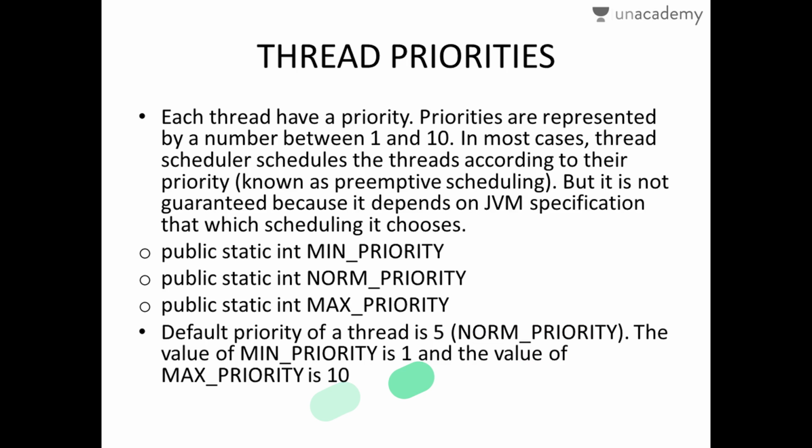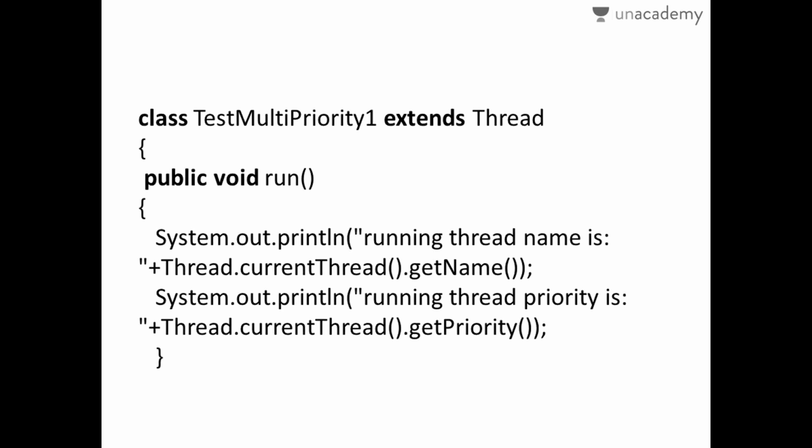Depending upon these thread priorities, the scheduler schedules the threads and those threads are executed by the processor. So let's see an example of how it works depending upon the priorities. We have a class TestMultiPriority extending Thread, that is, the thread is created by inheriting the Thread class.